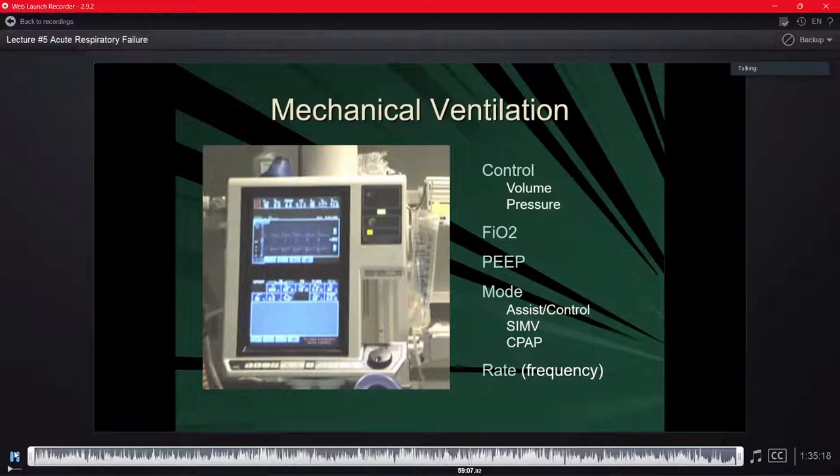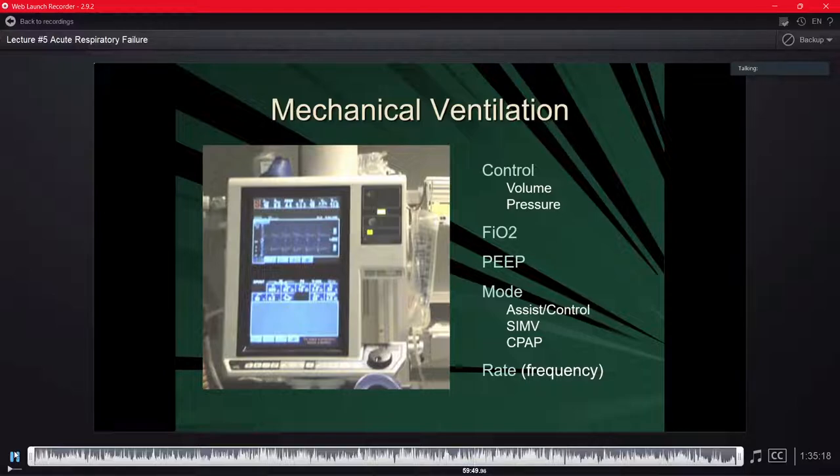Then we have our pressure control settings. The five parameters that we are manipulating for pressure control are rate. Okay, so same thing as AC. AC, by the way, is volume. Okay, so the pressure control, or PC, we're doing rate. Inspiratory pressure. Inspiratory time, also known as I time. PEEP. And FiO2.